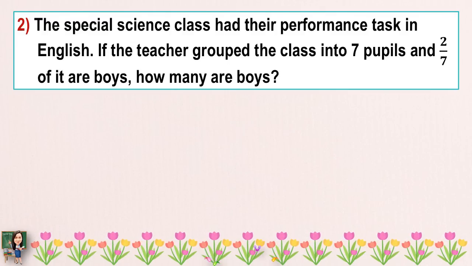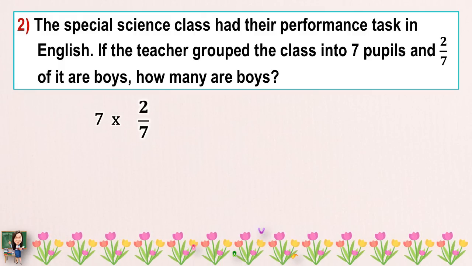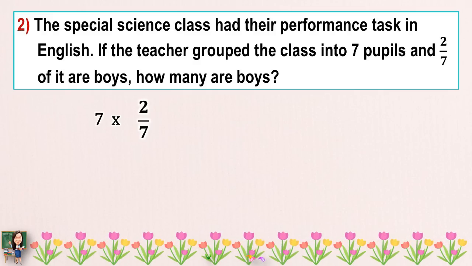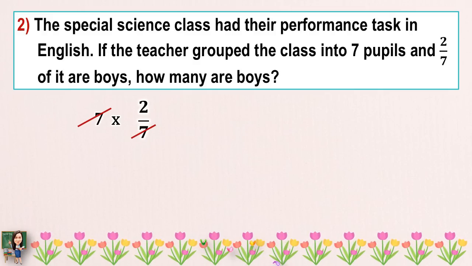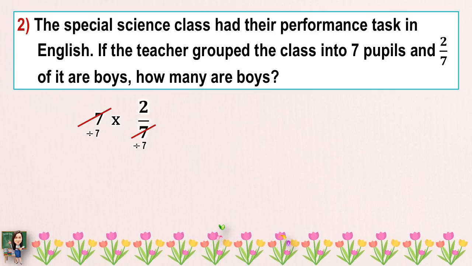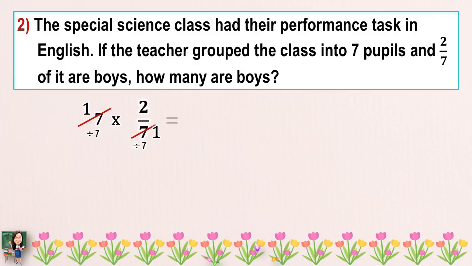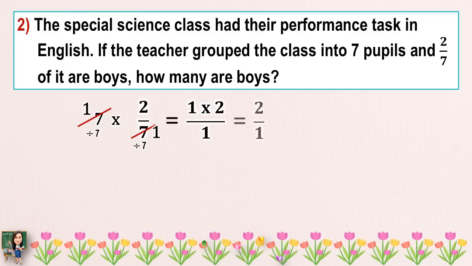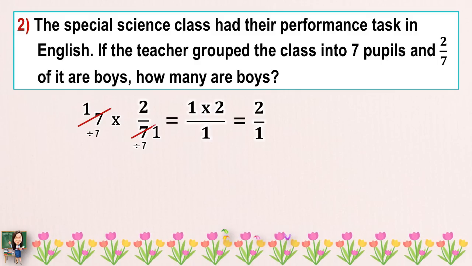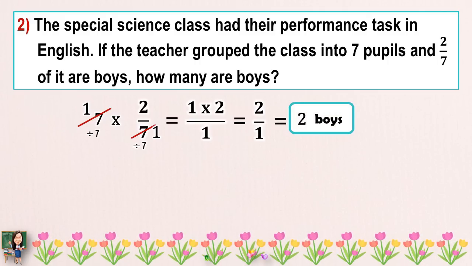Number 2. The special science class had their performance task in English. If the teacher grouped the class into 7 pupils and 2/7 of them are boys, how many are boys? Multiply 7 pupils times 2/7 boys. Then, use the cancellation method. Then find the GCF. The GCF is 7. 7 divided by 7 equals 1. 7 divided by 7 equals 1. Then multiply. 1 times 2 equals 2 over 1. 2 divided by 1 equals 2. So there are 2 boys out of 7 pupils.